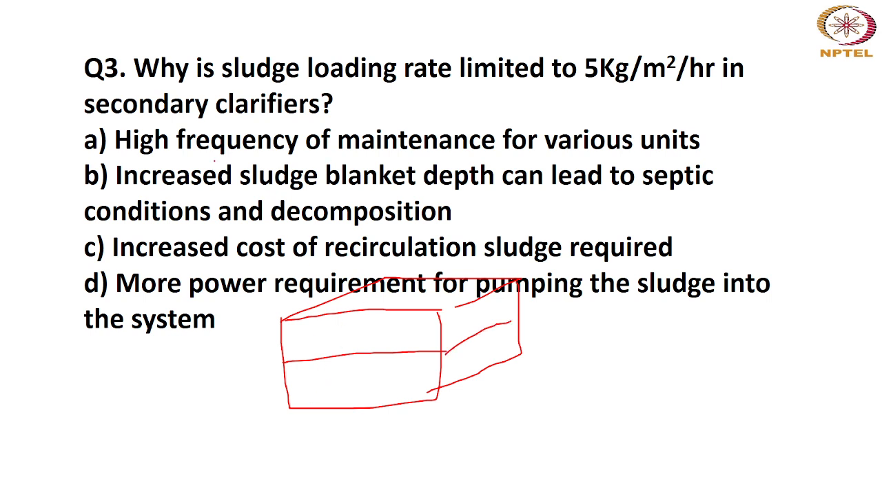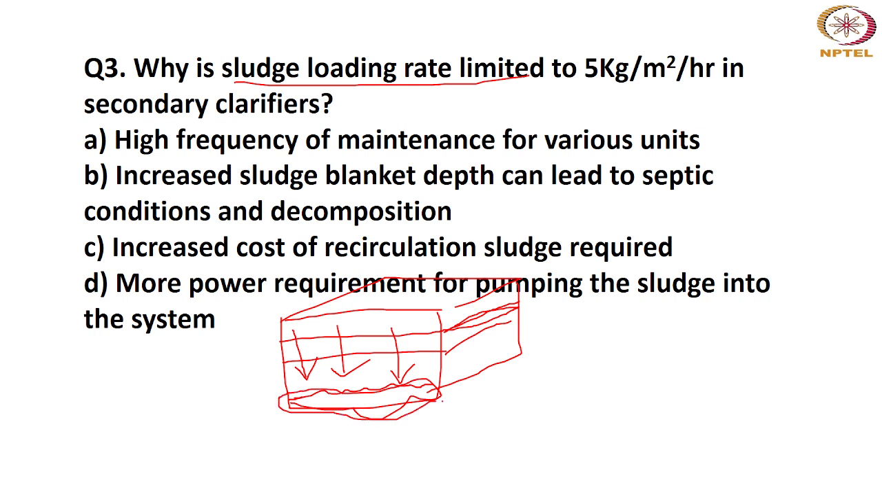But what will happen if this surface loading rate is increased? Then maybe this portion will be that much. Just for example, I'm taking this one. So it will create a septic condition at the bottom. Not enough oxygen can enter at that depth at the end of this portion. There will be some septic condition and it will decompose the sludge. So the sludge will not be active, first of all. If you are thinking about the activated sludge, it will not be active. The bacteria cells will die and there will be some decomposition.